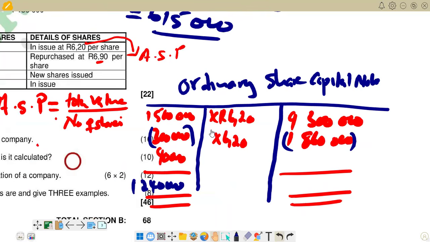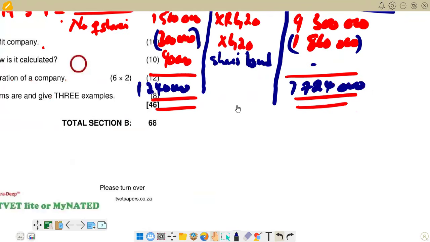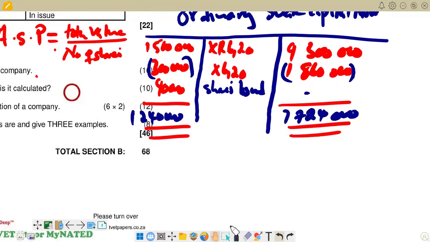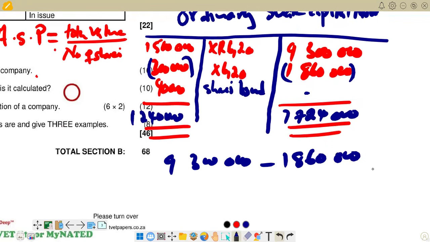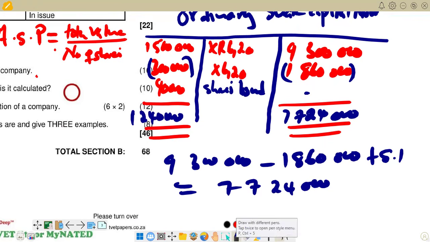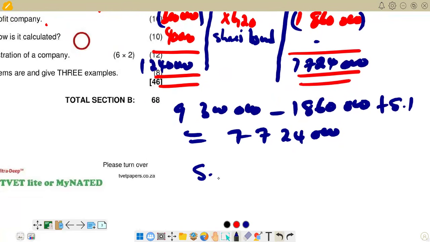So this is shares issued. You can find it as a balancing figure. Remember, we can present it in a formula so that it becomes simple for us to get this figure. We said 9,300,000, we subtracted 1,860,000, and then we added the shares issued, which we don't know, to get the 7,724,000. So basically, we can make the shares issued the subject of the formula, by saying shares issued is equal to 7,724,000.